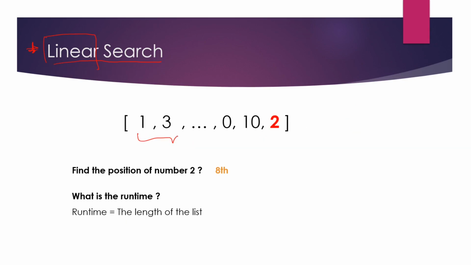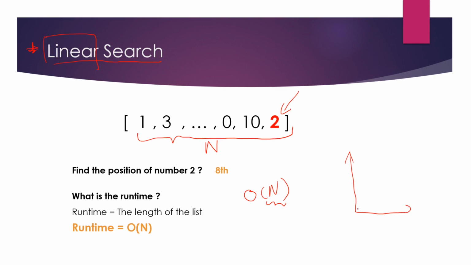Assume you don't know the length, so the length is going to be n. Therefore, the runtime of this list, when you want to search for number 2 at the back of the list right here, is going to be O(n). And for the n function, when you graph it out, it's actually a linear function that's going straight in one direction. So that's why this is called a linear search, due to the runtime O(n).